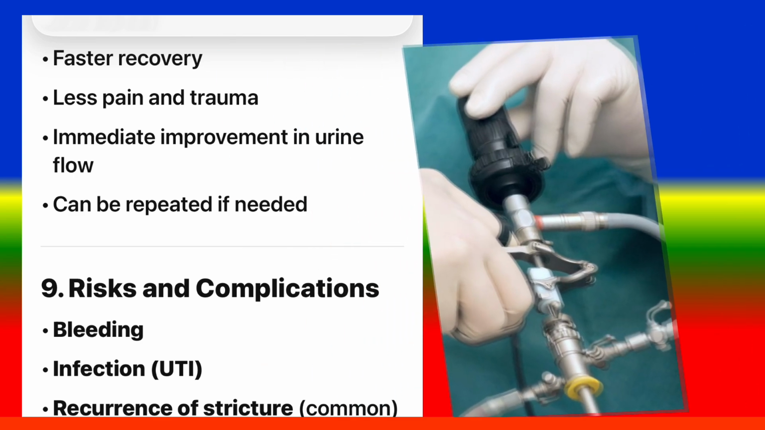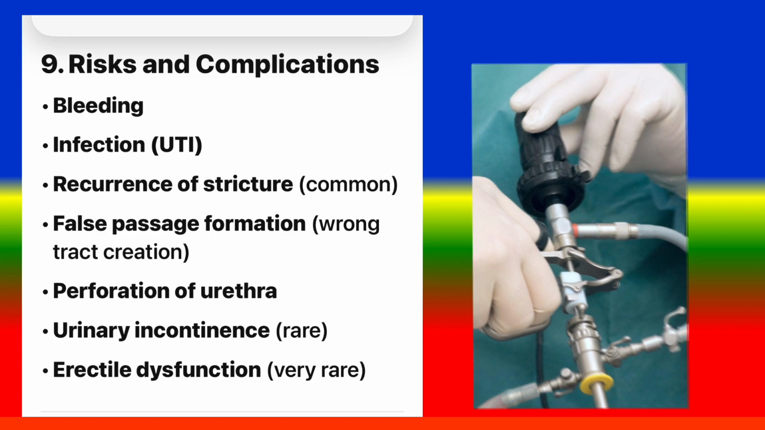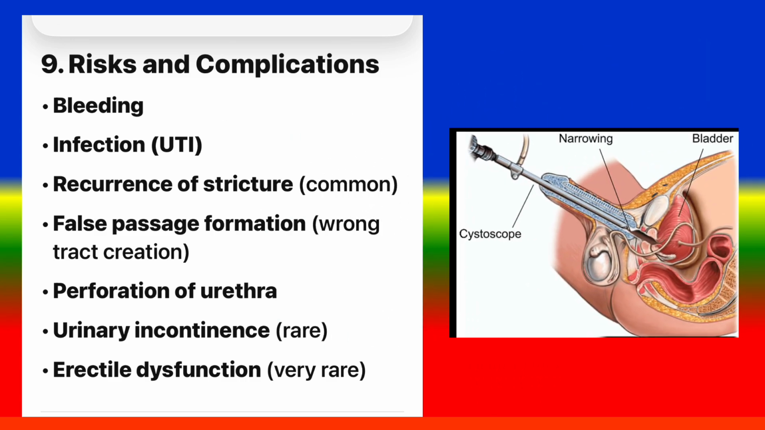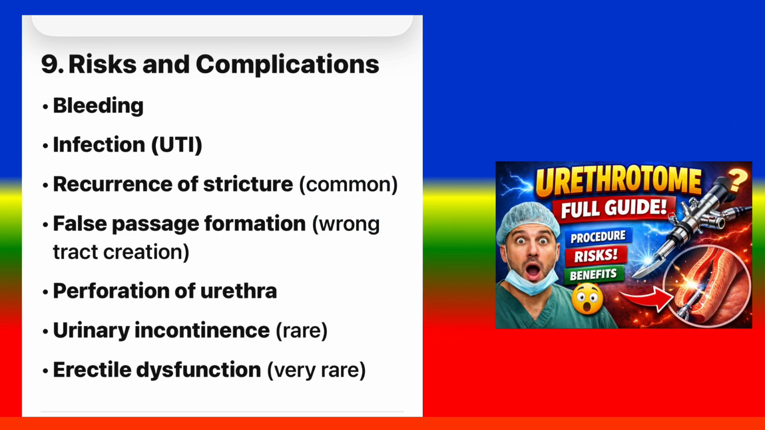9. Risks and complications. Bleeding, infection, UTI, recurrence of stricture common, false passage formation, wrong track creation, perforation of urethra, urinary incontinence, rare, erectile dysfunction, very rare.